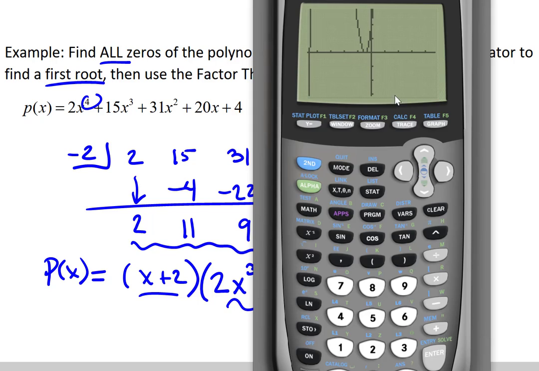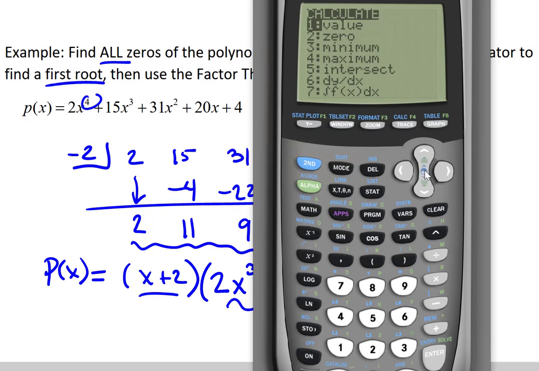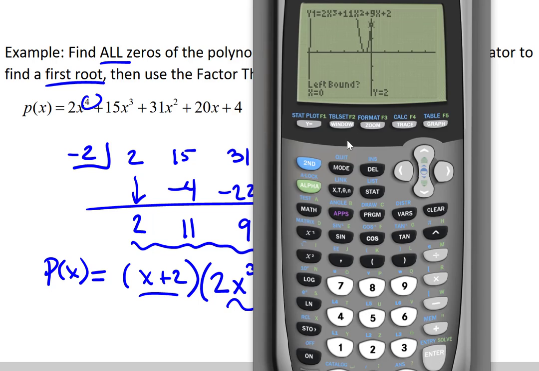So let's go ahead and hit the second and then trace button. And then we want to use option 2, which says 0. It'll take us back to the graph, asking for a left bound. So we scroll left until our cursor passes where that place is. Looks like it's roughly -0.5 or somewhere like that. We'll hit enter to the left of it. Now it wants a right bound. We'll go back to the right, hit enter again. And then it wants a guess, so maybe go down to as close to the bottom as you can. Hit enter, and it's going to spit out a value.